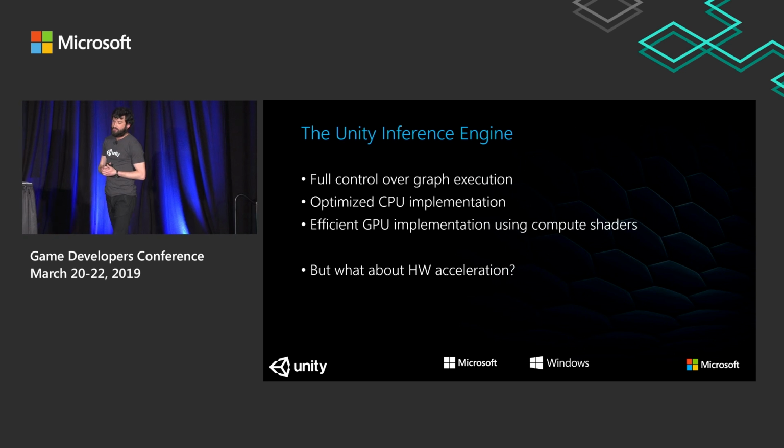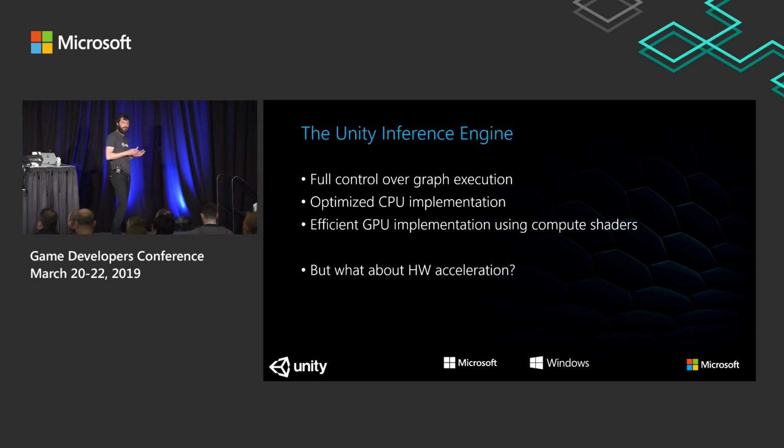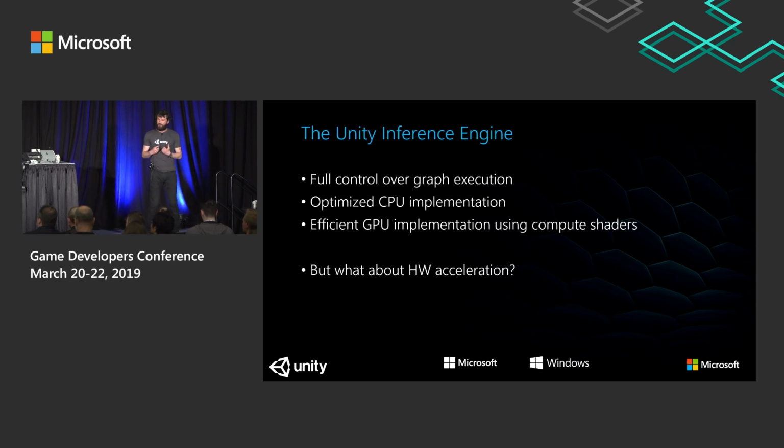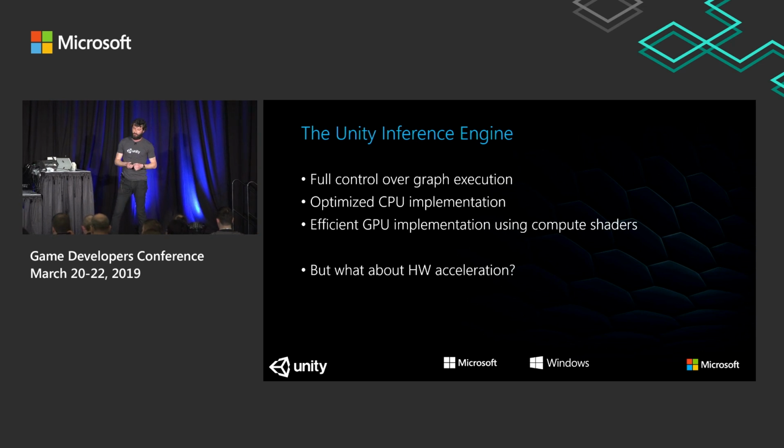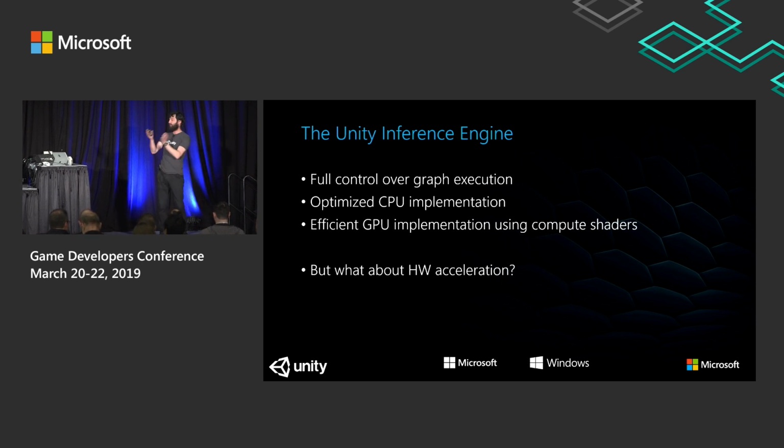In order to address these challenges, we've developed the Unity Inference Engine. It allows us to execute network graphs within Unity, giving us full control over the graph execution and the data locality. For example, we can feed textures directly from the GPU into the inference engine without passing through the CPU, thus saving a lot of compute time. And we can control which layers are executed at which stage, so we can split network execution between different frames.